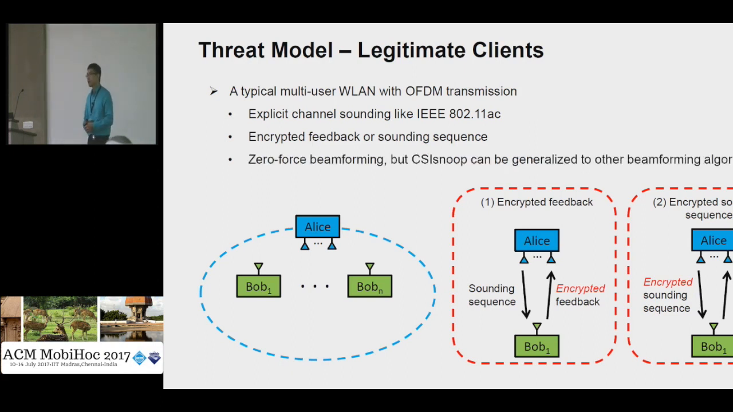After Alice acquires the CSI of the different client Bobs, we assume that the zero-forcing beamforming algorithm is used within the network for Alice to compute the beamforming weights and to do multi-user beamforming transmission. However, while in this paper the analysis focuses on the zero-forcing beamforming algorithm, the idea of CSIsnoop can be generalized to other beamforming algorithms.